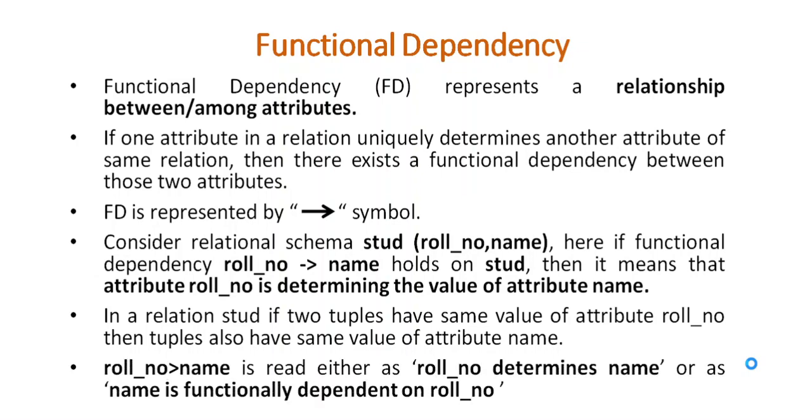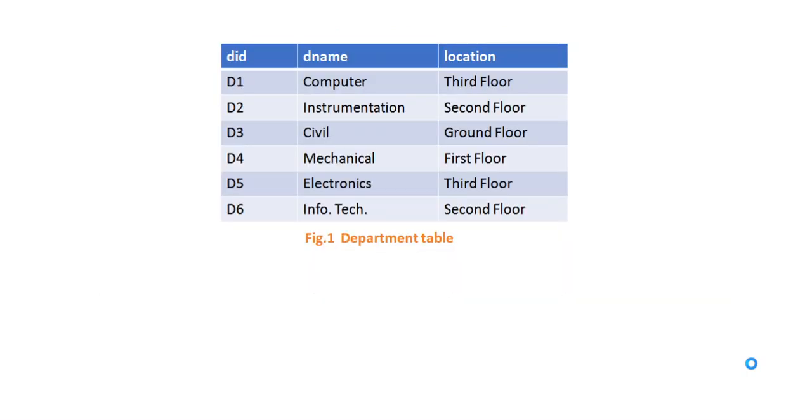This functional dependency is read as roll number determines name, or you can read it as name is functionally dependent on roll number. This is related to the primary key concept. We can say that in the student table roll number is a primary key, meaning roll number is an attribute which is determining the value of other attributes in a student relation. So that is functional dependency.